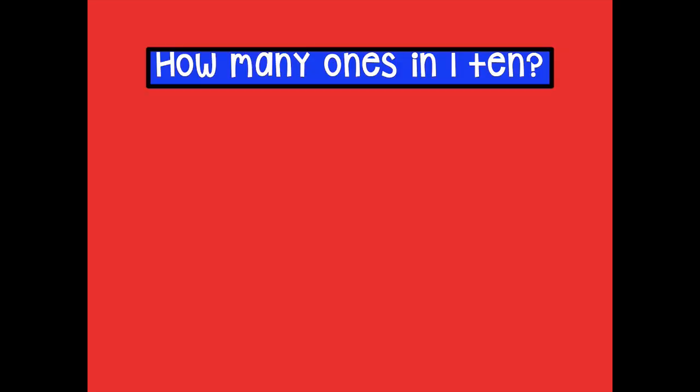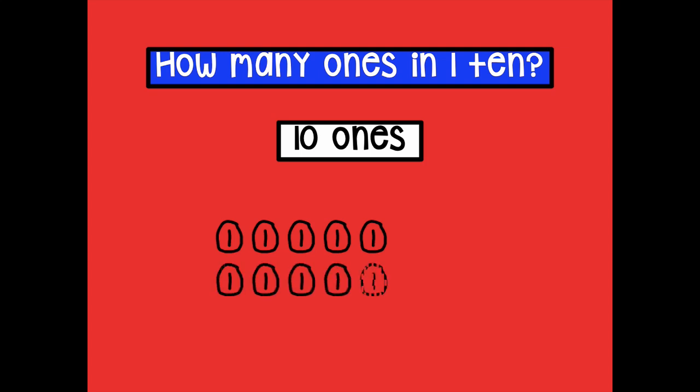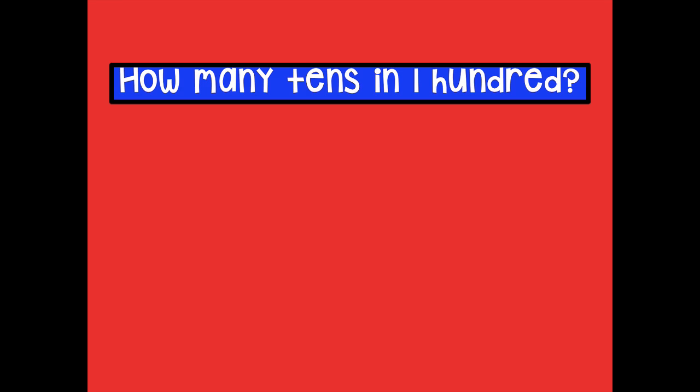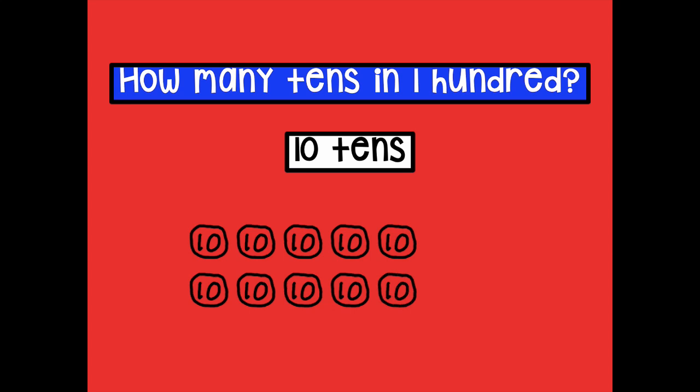Okay, so friends, how many ones in 1 ten? Yeah, 10 ones, right? So we have 1, 2, 3, 4, 5, 6, 7, 8, 9, 10. So 10 ones equal 1 ten. All right, let's look at how many tens in 100. How many tens in 100? 10 tens, right? So 10, 20, 30, 40, 50, 60, 70, 80, 90, 100. So 10 tens equals 100.